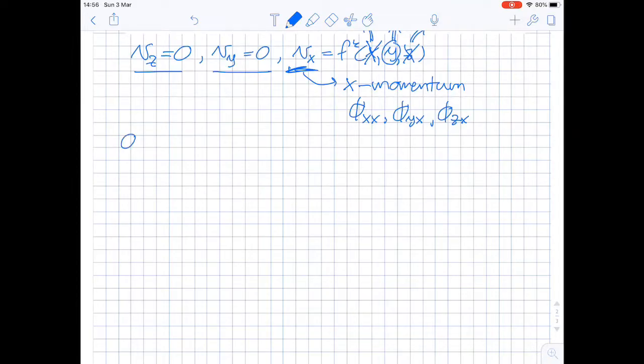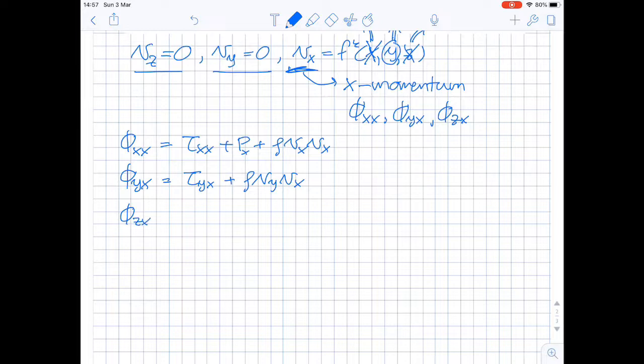In detail, Φxx is equal to tau xx plus pressure. Whenever both subscripts are the same, we need to add pressure in the x direction plus bulk transport rho Vx Vx. Φyx is equal to tau yx plus rho Vy Vx. And Φzx is equal to tau zx plus rho Vz Vx.